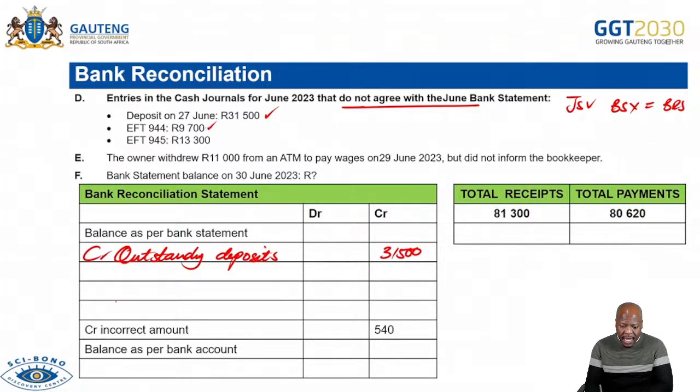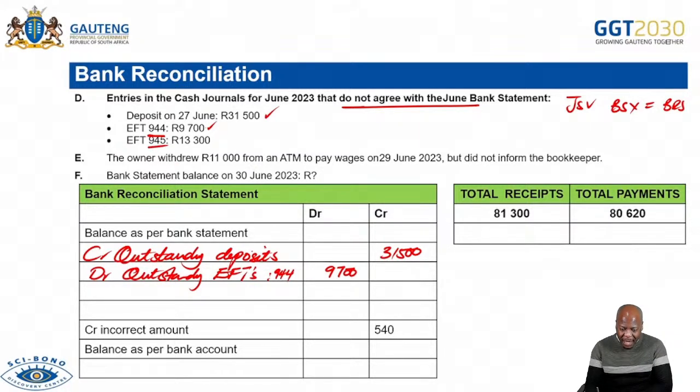Then we have an EFT here. What do we then say? We say debit. Debit, outstanding EFTs. And they have numbers. And the number is 944 for the first EFT. That is for how much? 9,700. Are you following me? Am I too fast for you? Okay, thank you. So I can continue.